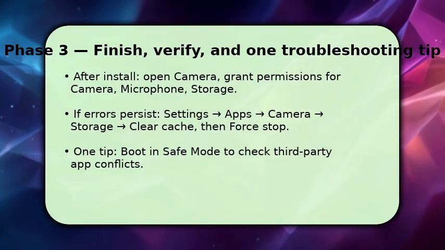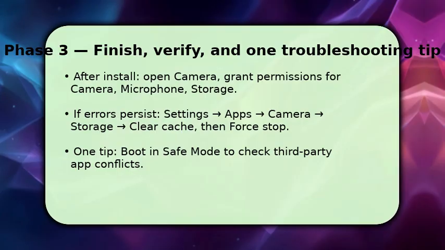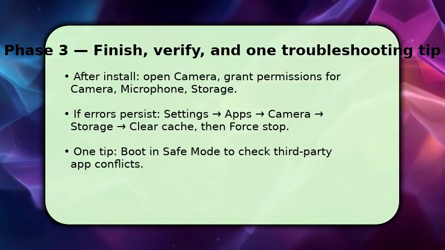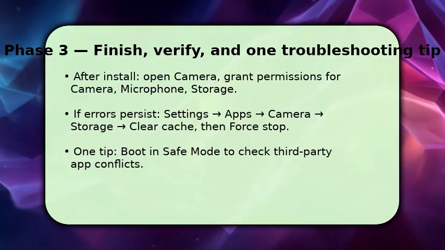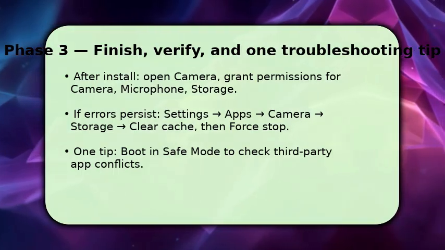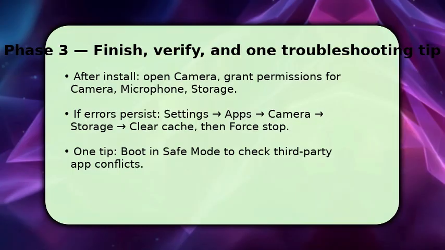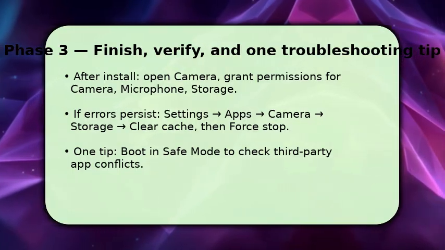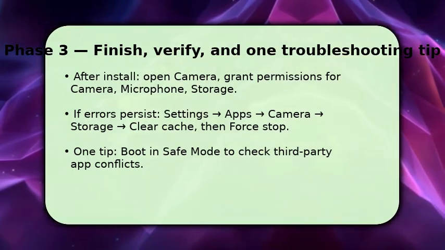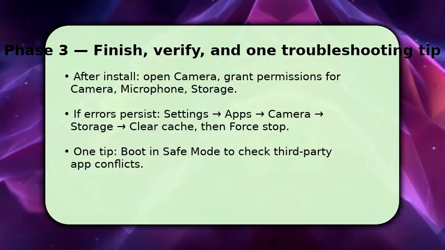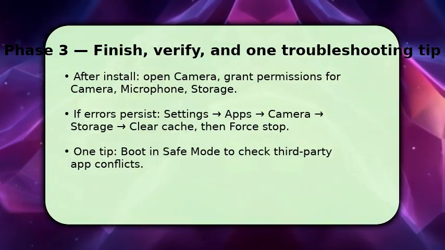If the app still crashes or shows black screen, go to Settings, Apps, Camera, Storage, clear cache, and then force stop before reopening. If that fails, boot into safe mode to rule out third-party app conflicts. If camera works there, uninstall recent apps. Finally, if problems continue, update system software, keeping firmware current.